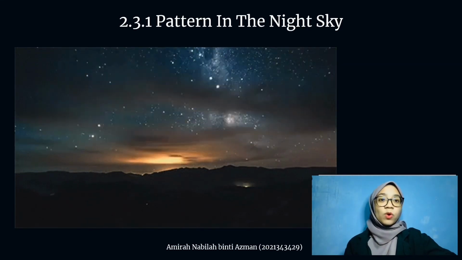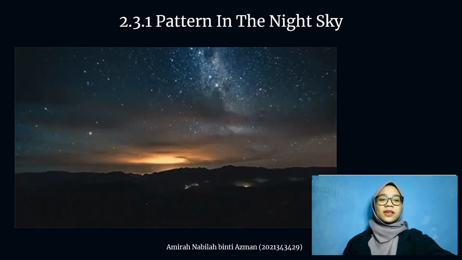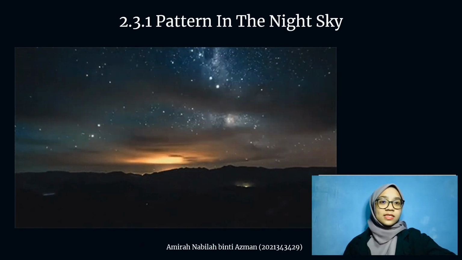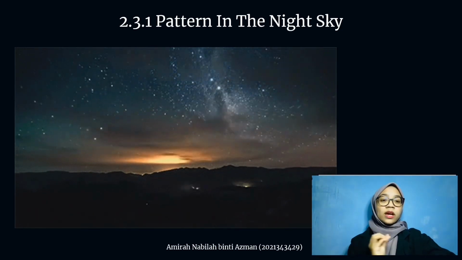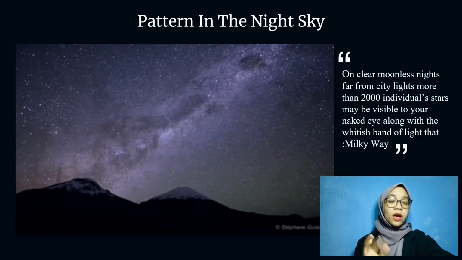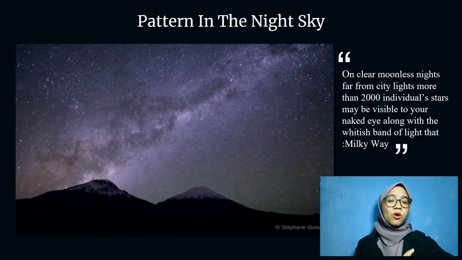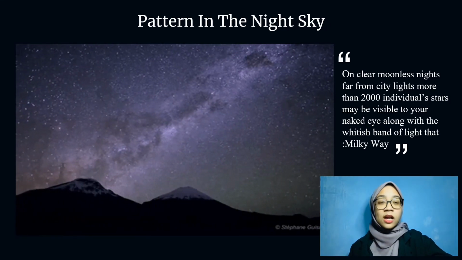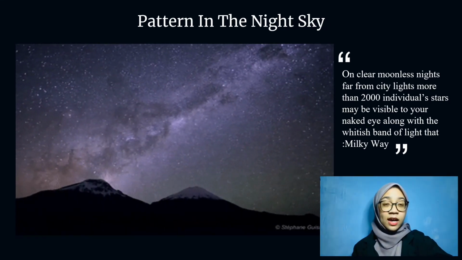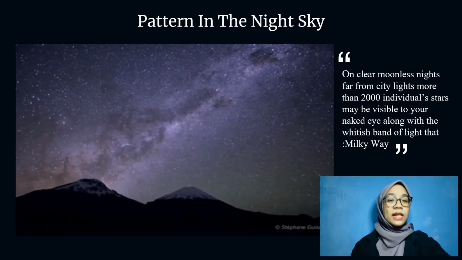So right now, I will present the chapter about patterns in the night sky. Shortly after sunset, as daylight fades to darkness, the sky appears to slowly fill with stars. On a clear moonless night, far from city lights, more than 2,000 individual stars may be visible to your naked eye, along with the whitish band of light that we call the Milky Way.